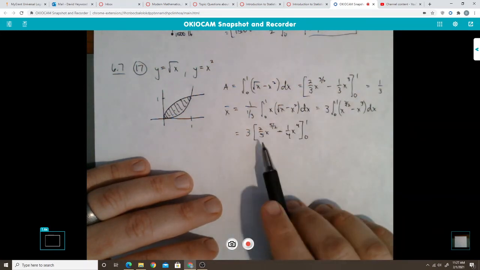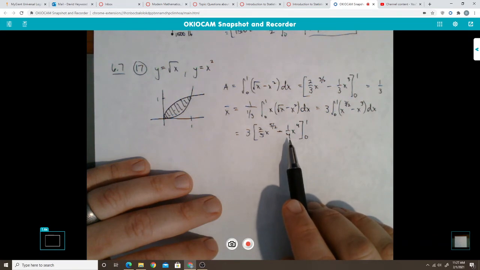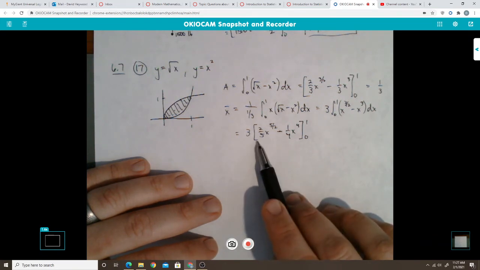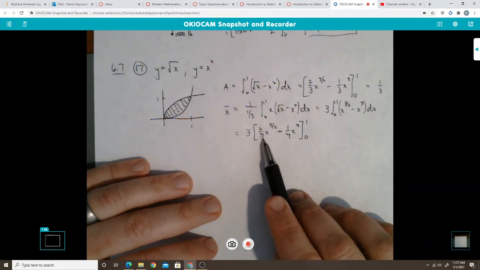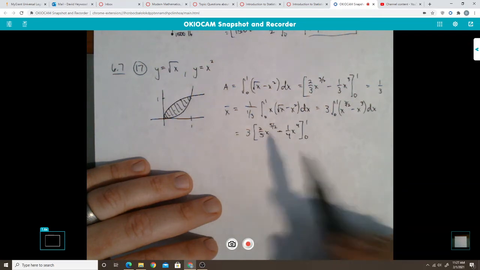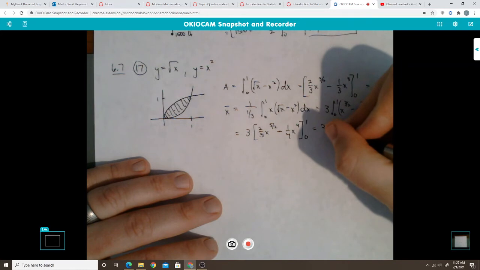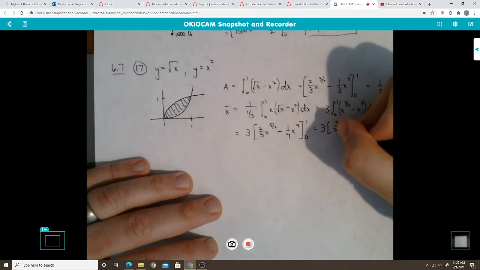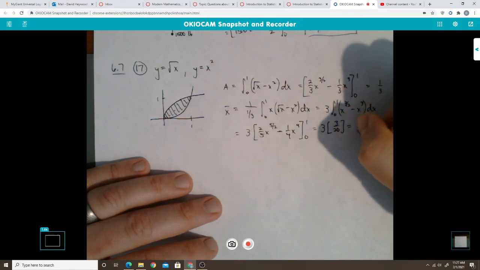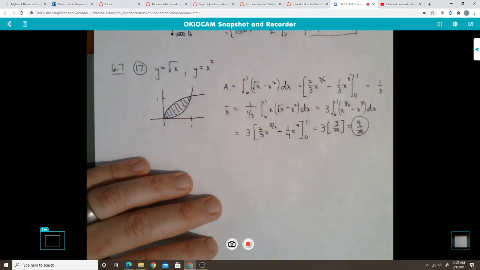Okay, so that's going to be 2/5 minus 1/4, which is, oh goodness, that would be times 4, so 8/20 minus 5/20, so 3/20. So this is 3 times 3/20, or in other words, 9/20. Okay, so there's x bar.